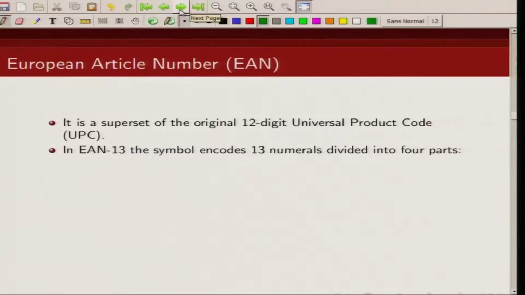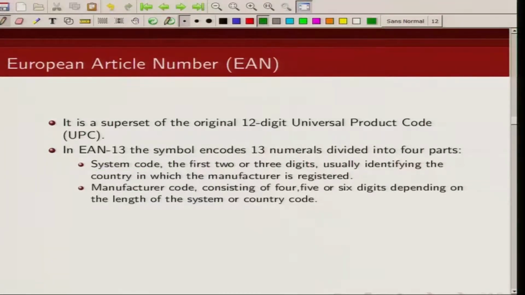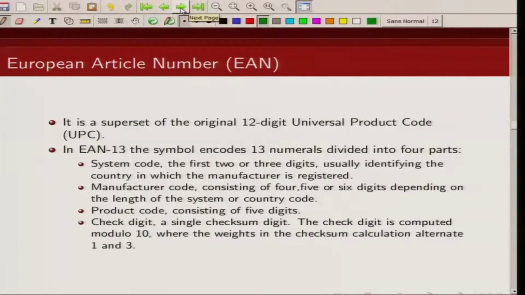So it has 4 parts. First is the system code, which is the first 2 or 3 bits, which identifies the country where the product has been manufactured. Then you have the manufacturer code, which is 4 to 6 bits, and then you have the product code, which consists of 5 bits, and finally you have one check bit, and this check bit is computed modulo 10, where the weights in the checksum calculation alternate between 1 and 3.